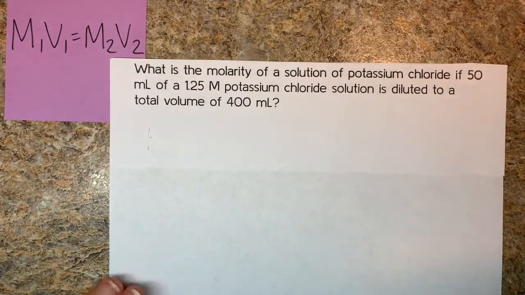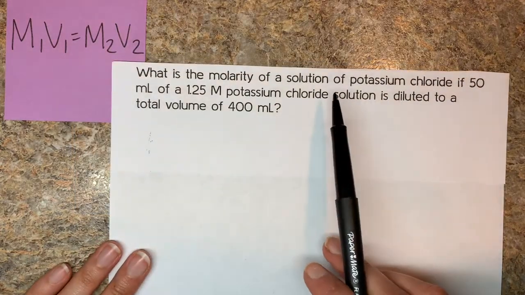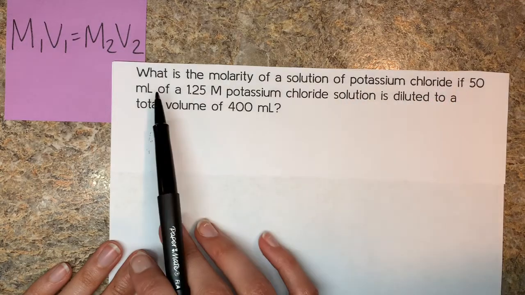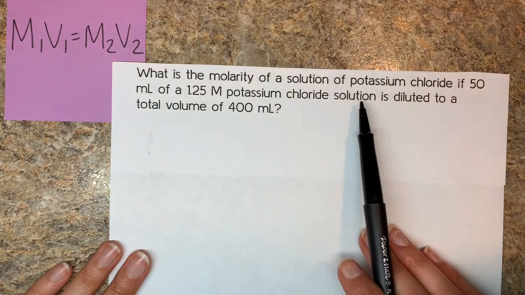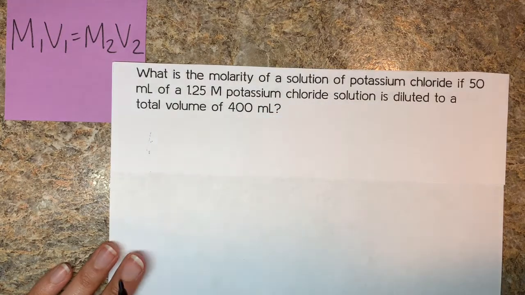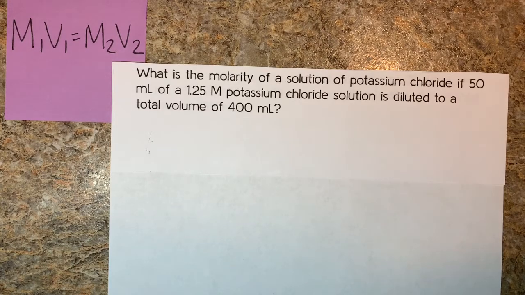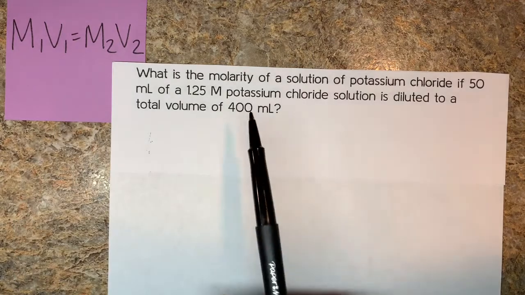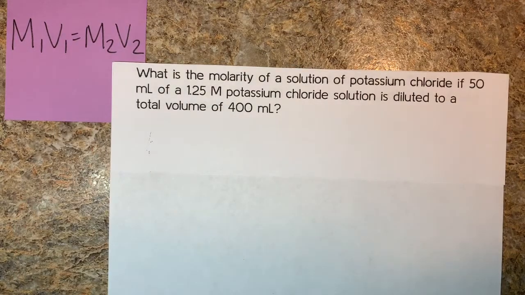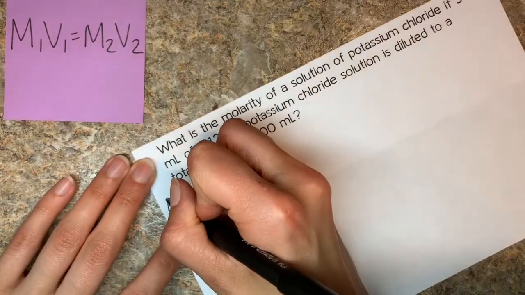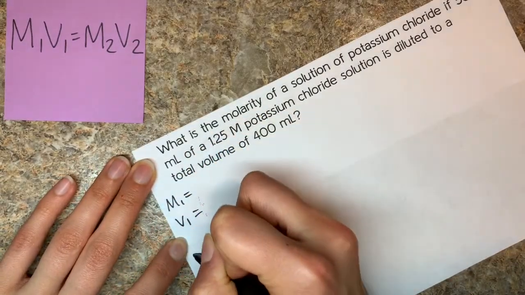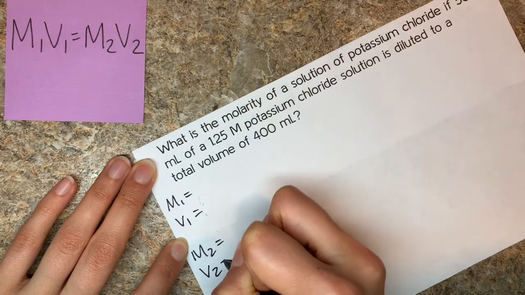Let's try another problem. What is the molarity of a solution of potassium chloride if 50 milliliters of a 1.25 molar potassium chloride solution is diluted to a total volume of 400 milliliters? Again, the easiest way that I've found to do these problems is to write out each of the 4 variables and plug your known values into those variables to understand how you're going to set up the equation. So I'm going to start by writing out M1, V1, M2, and V2.